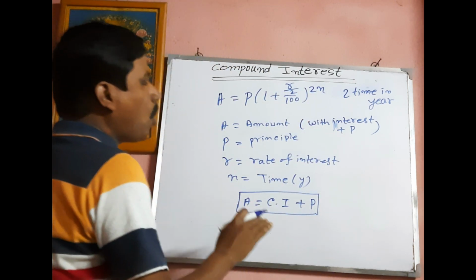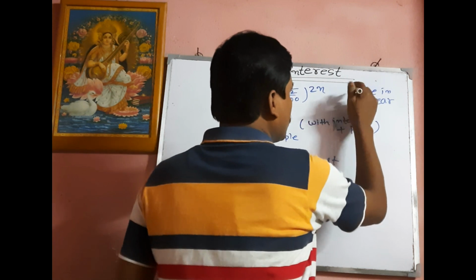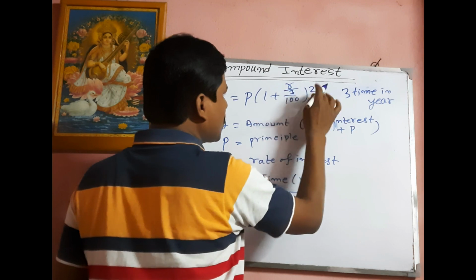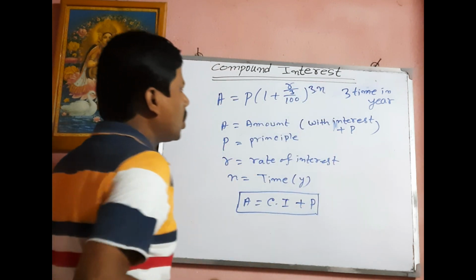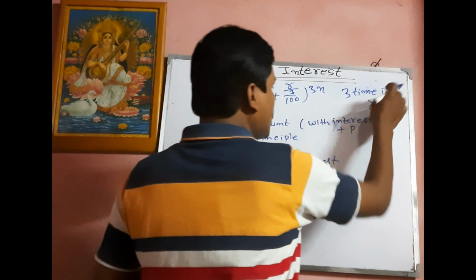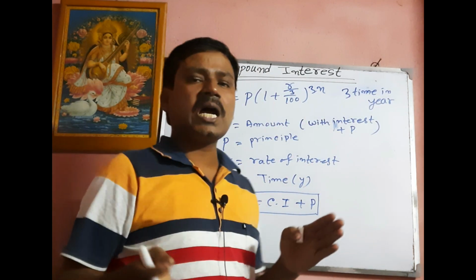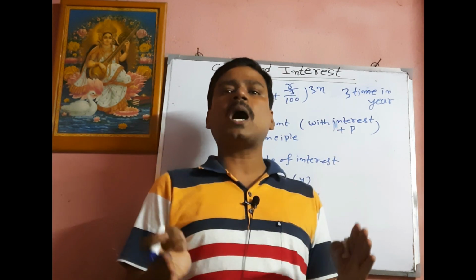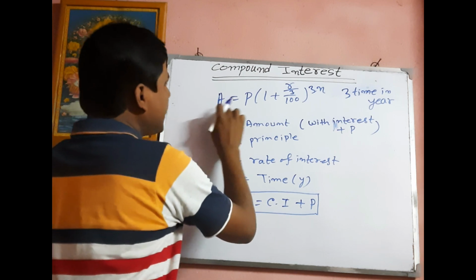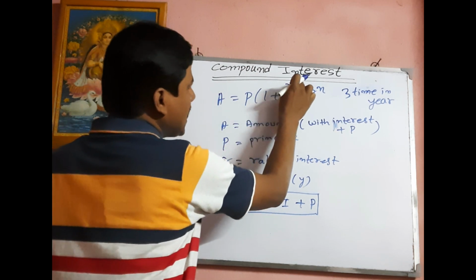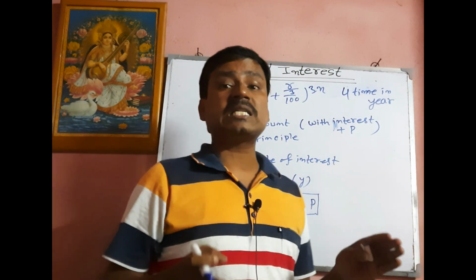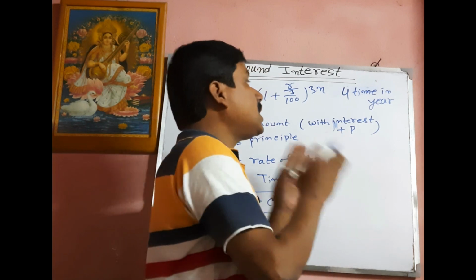And similarly, when interest is credited 3 times in a year, that is, every 4 months, then the formula will be changed as A is equal to P times (1 plus R by 3 by 100) to the power 3n.